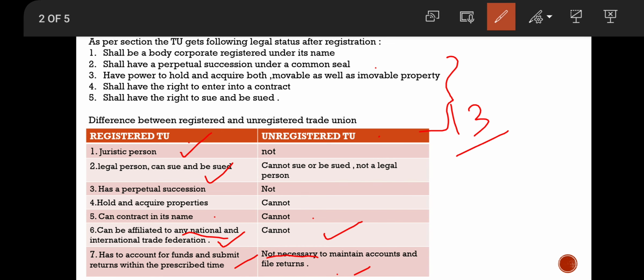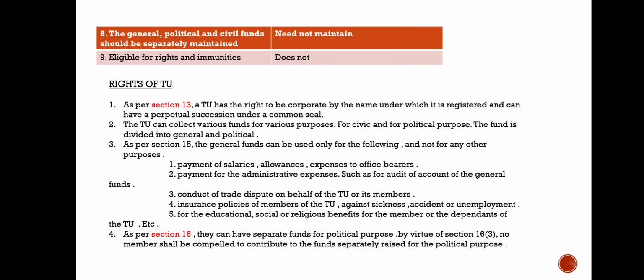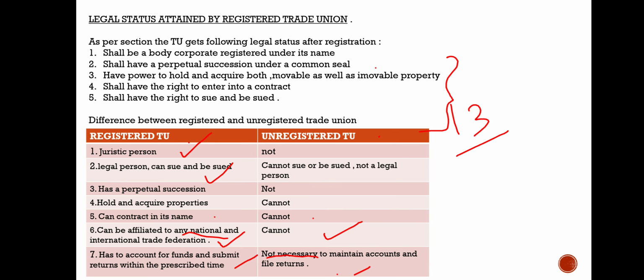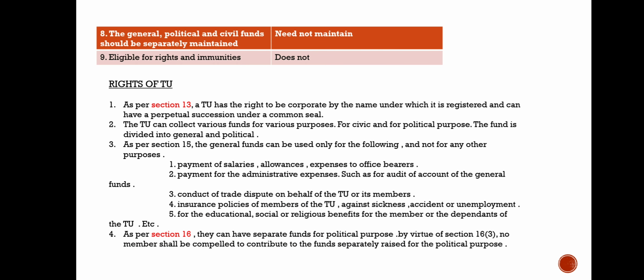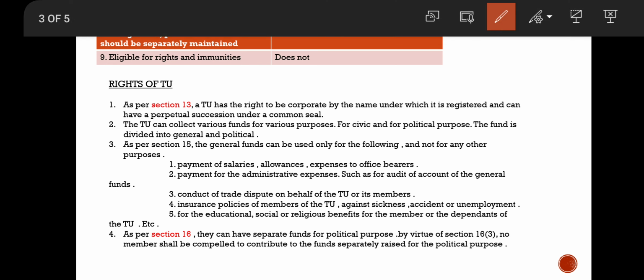So let's move on to the next topic, rights of trade union. We can also write section 13 under the rights of trade union. The next one is, the trade union can collect various funds for various purposes, for civic as well as for political purposes. So a trade union can collect funds.